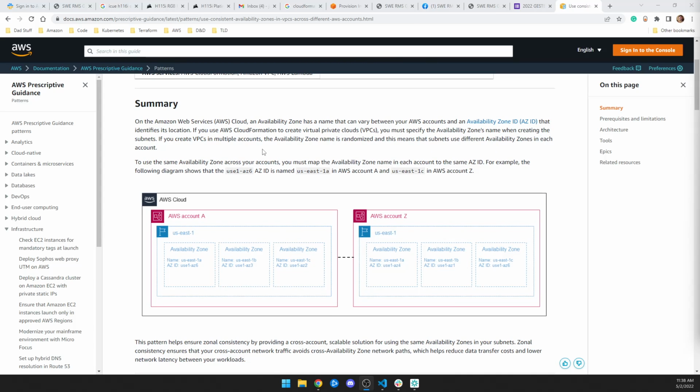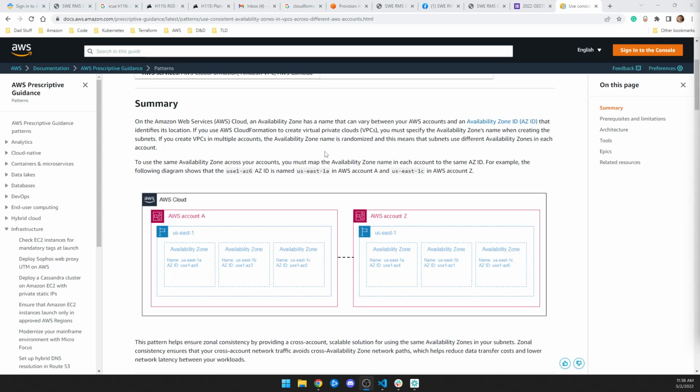I wanted to do a little demystification of AWS Availability Zones, because I've discovered that not a lot of people know that Availability Zone A is actually different from account to account, or just in general that it is not always the same.